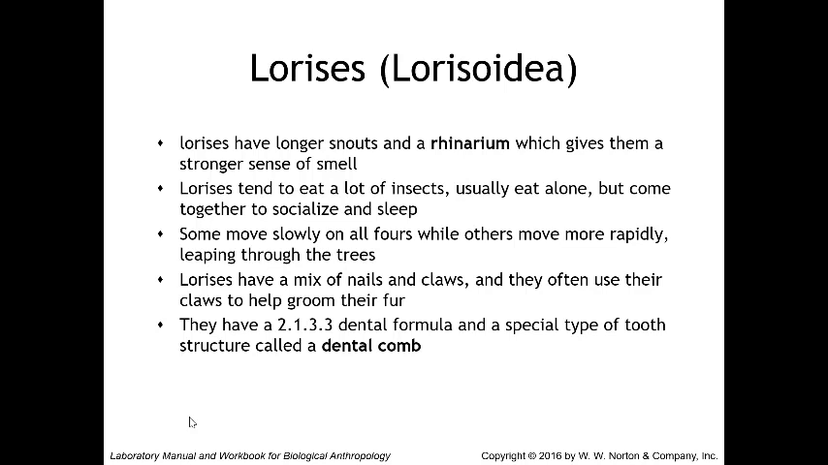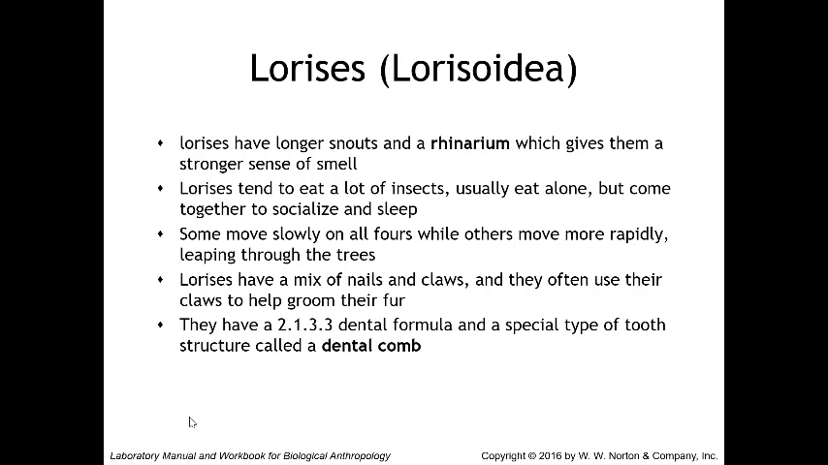Lorises tend to eat a lot of insects, usually will eat alone, but come together to socialize and sleep. Lorises will stalk their prey very slowly before pouncing. Some lorises move slowly on all fours, while others will move more rapidly while they leap through the trees. They have a mix of nails and claws, and they often use their claws to help groom their fur.